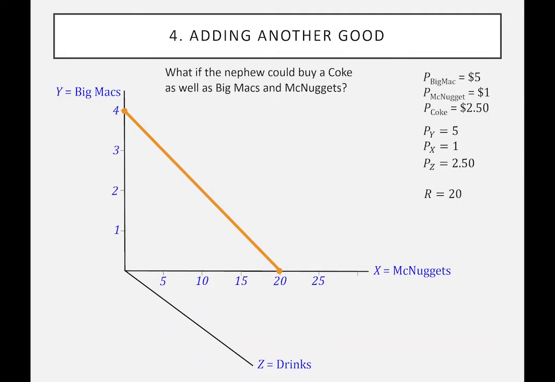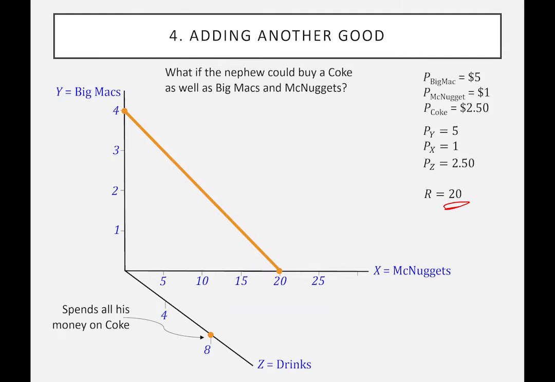And let's say, for the sake of argument, that a Coke costs $2.50, in which case if he spent all 20, we've gone back to the $20 case, where that's the amount of money in his wallet, he could spend it, he'd be able to buy 8 drinks. So I can show this here as 8, this point, and this would mean he'd spend all his money on Coke. He'd have 8 drinks, but he'd have no McNuggets, no Big Macs.